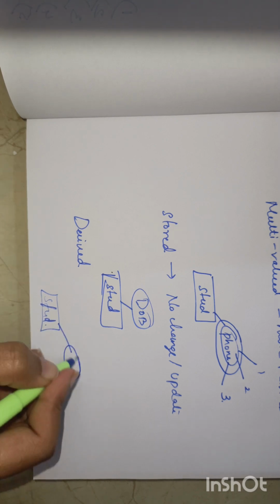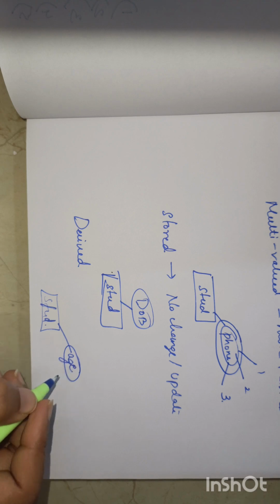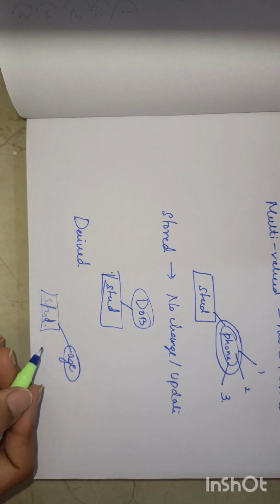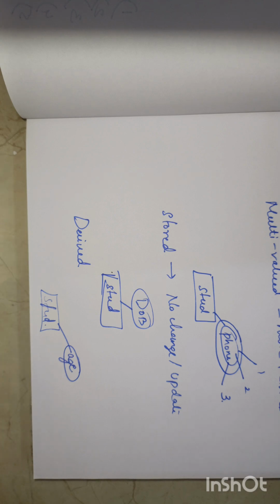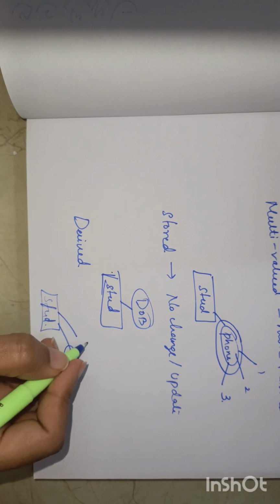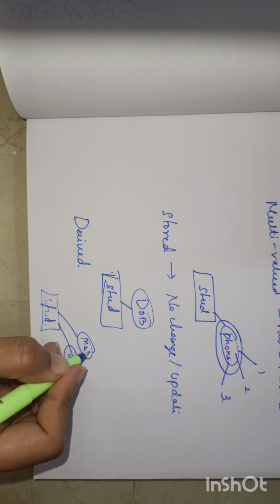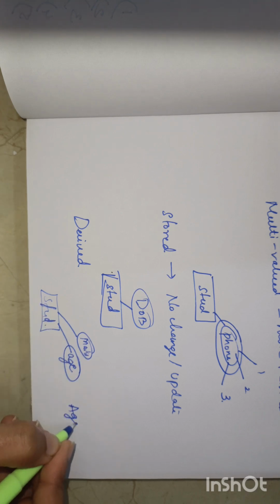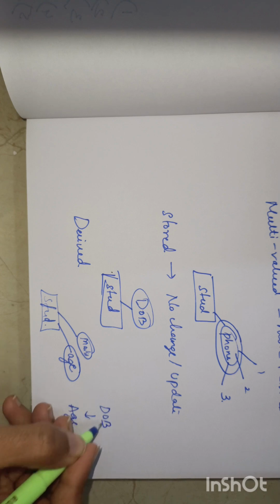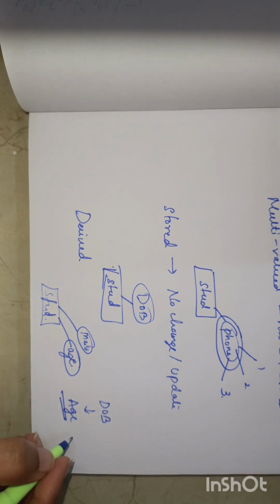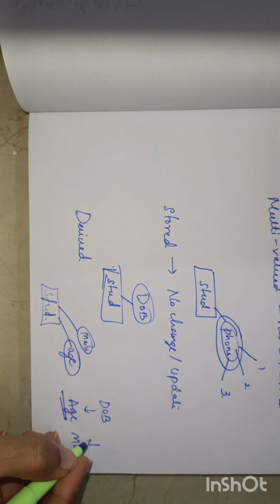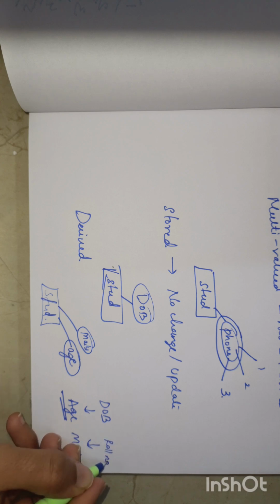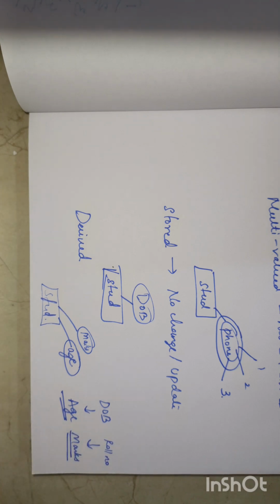Age can be derived, say, from the date of birth. And then also say some marks. Let's assume we have some marks of the student that can be derived from a roll number. So basically, age is derived from the date of birth. This is a derived attribute. We can derive the marks of a student from the roll number. So hence marks is a derived attribute.